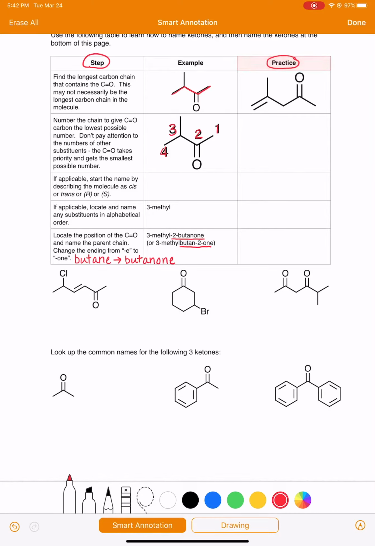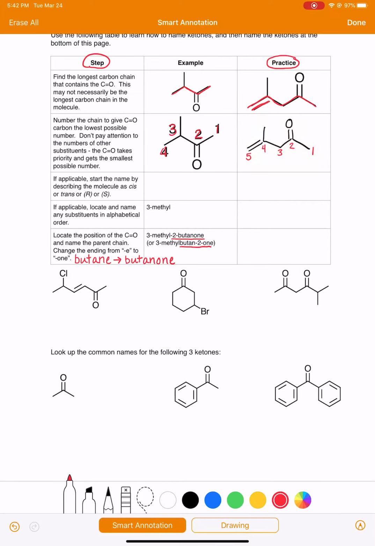So first we have to find the longest carbon chain that contains the ketone group. The longest carbon chain containing the ketone group is that one right there. And now what we want to do is number the carbon chain. Our goal is only to give the carbonyl group the smallest possible number. Even though we do have another functional group, the carbon-carbon double bond on here, we don't care at all about how we're going to number that double bond. We only care about giving the carbonyl group the smallest possible number.